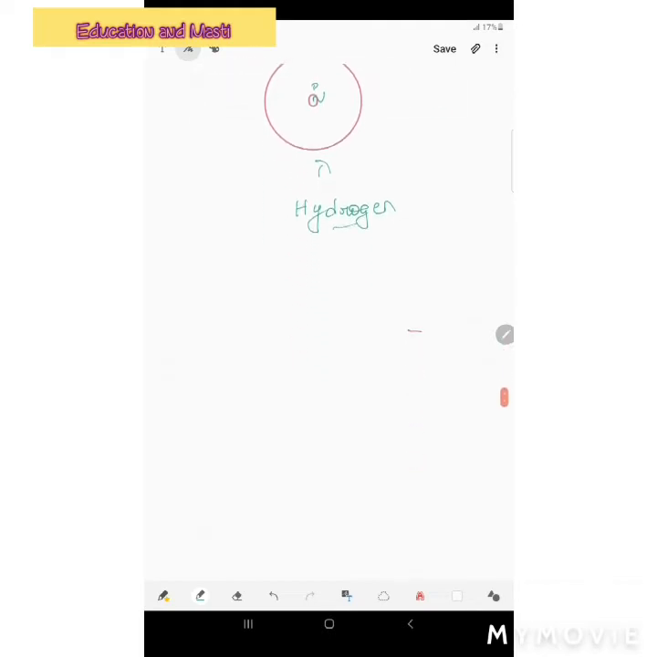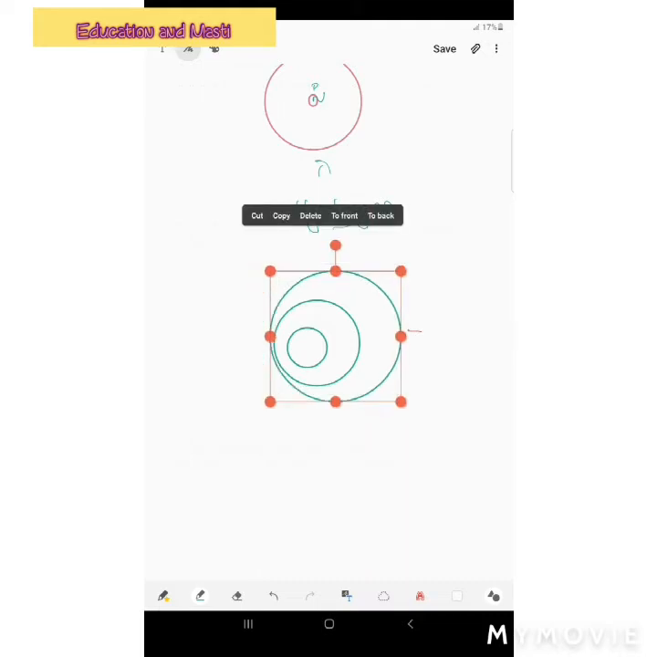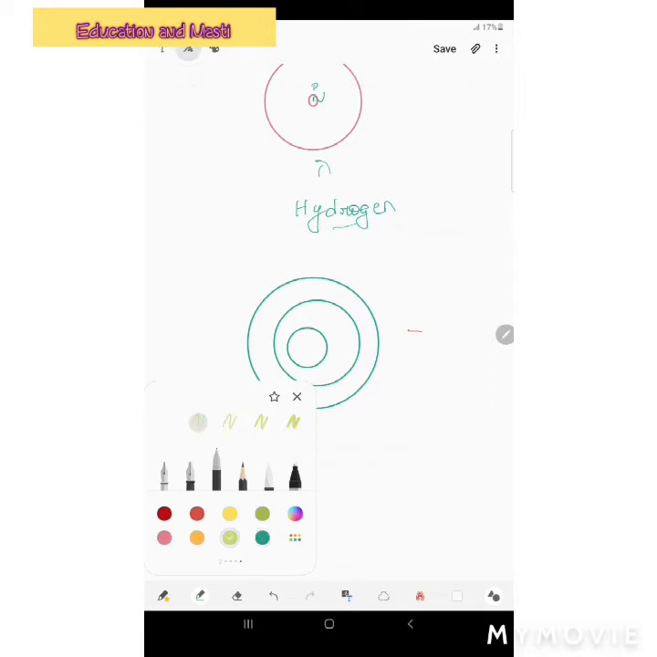Now if I tell you about lithium. Let me draw. It has one small circle here, then one more circle, then one outside circle. Let me arrange these circles first. Okay, let it be. So protons and neutrons are present here.